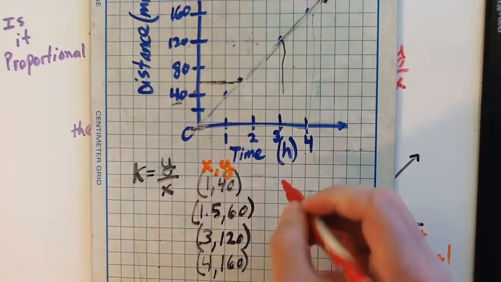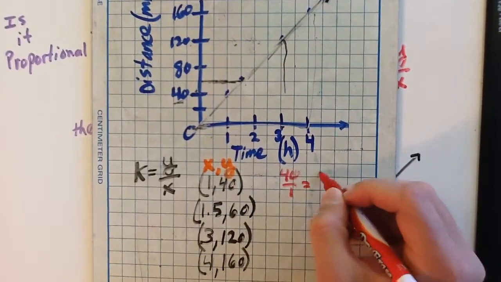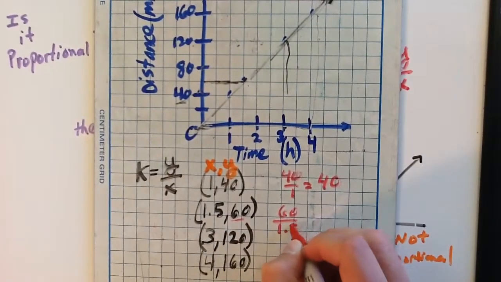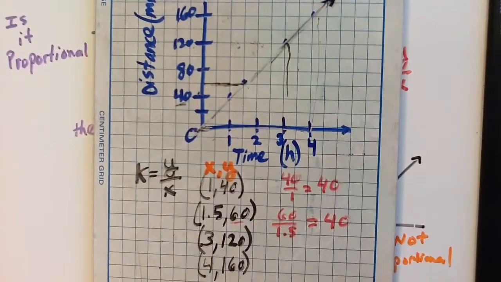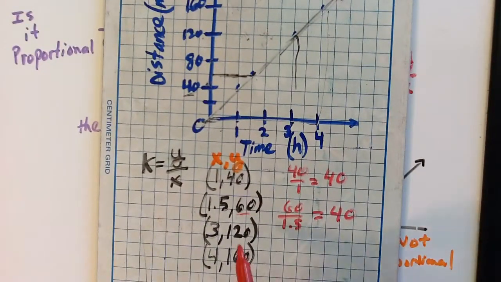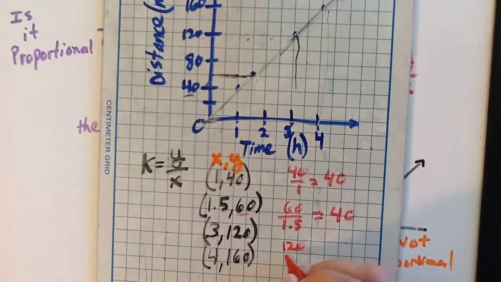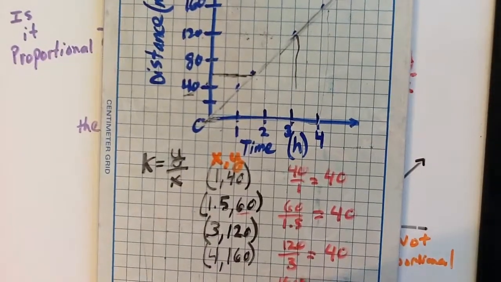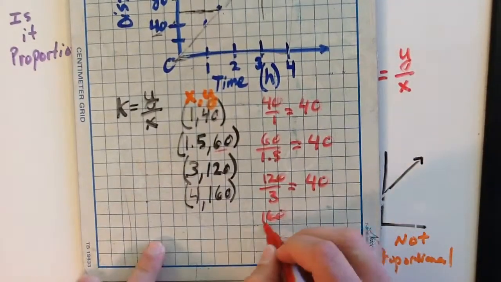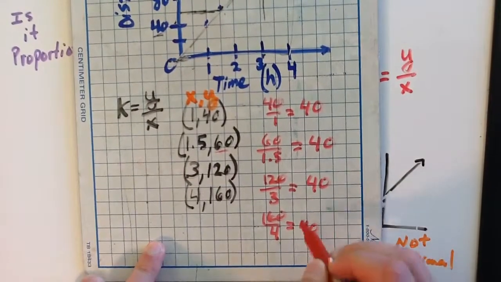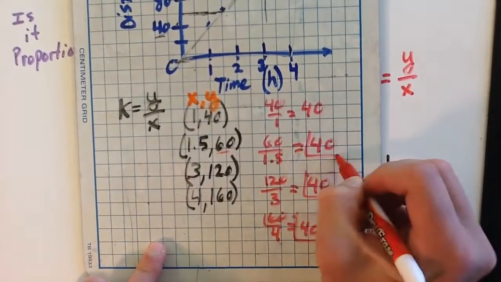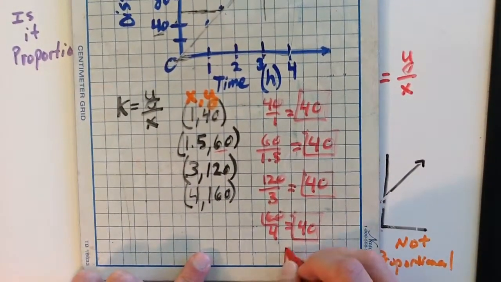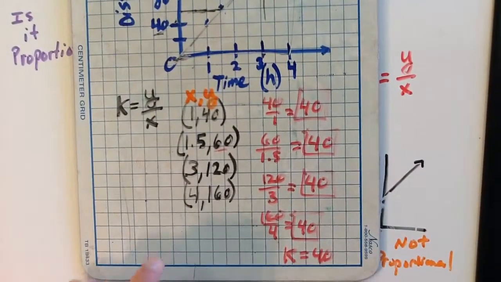So first I have 40 over 1. 40 over 1, well, that is 40. 60 over 1.5. If I do my long division correctly, I would also see that that is equal to 40. 120 over 3 is equal to 40. And 160 over 4 is also equal to 40. And so what I am seeing here is that yes, there is a k. There is a constant rate of change. And the k is equal to 40.